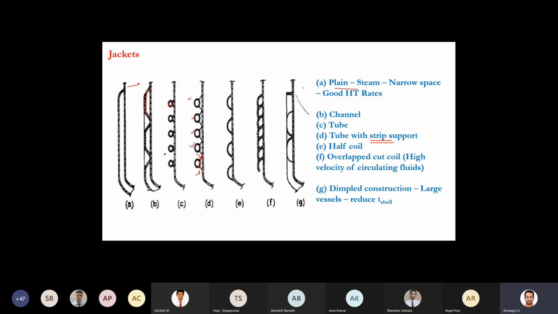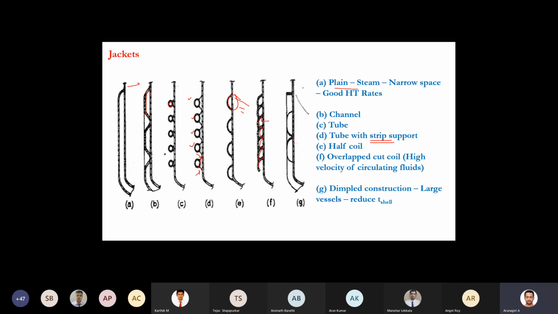Half coil means this is full coil. We have to cut the one portion, then you will get the top coil arrangement. Then overlapped cut coils, this is like another one. So again, the heat transfer surface area is more. In these cases here also heat transfer takes place, here also heat transfer takes place. So normally for high velocity circulating fluids we will go for this type.